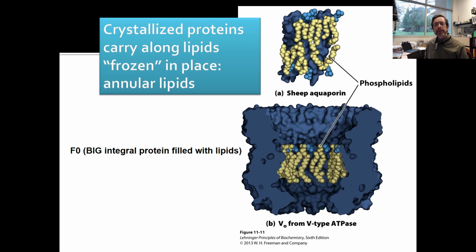On the other hand, here's a big pore membrane, which is called F0. It's part of the complex that makes ATP, and we'll talk about that in Biochem 2.